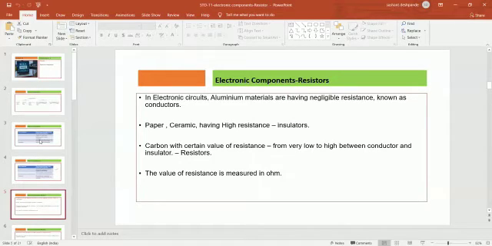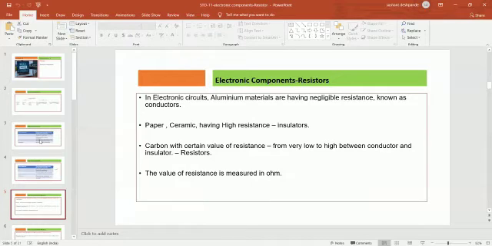In electronic circuits, aluminum materials have negligible resistance and are known as conductors. You must have already studied in 8th, 9th, 10th conductors and insulators. So aluminum has negligible resistance, so it is known as a conductor. Materials like paper and ceramic have high resistance, so they are called insulators.